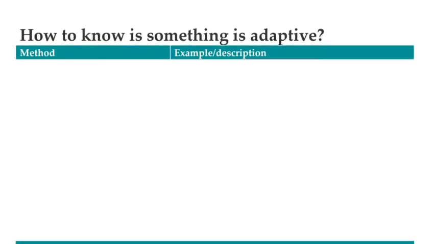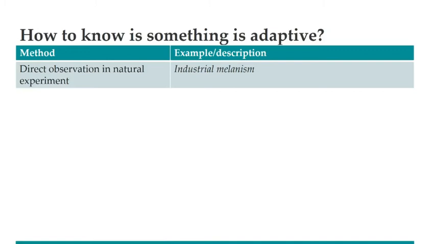Okay, how can we know then that something is adaptive? Well, we must test it. The old school method was just direct observation and natural experiment. So just watching your backyard and seeing what's happening there. And this is not very common nowadays.